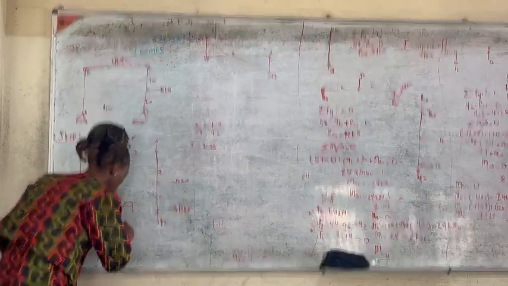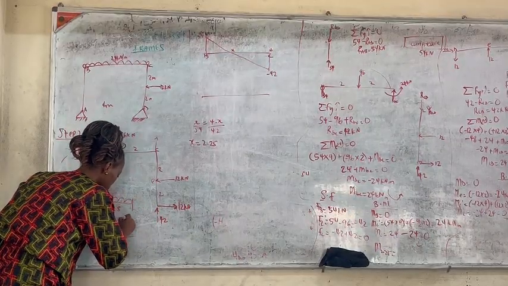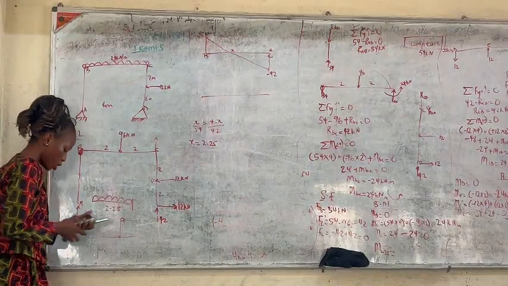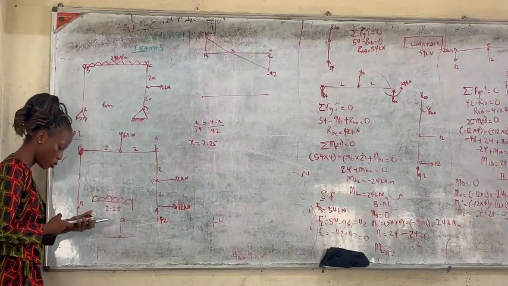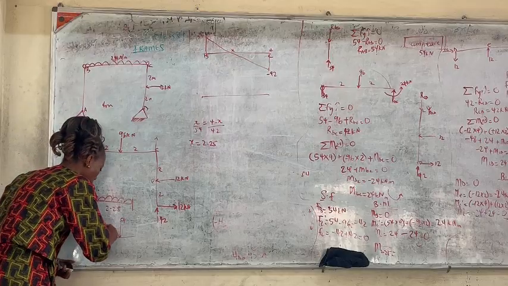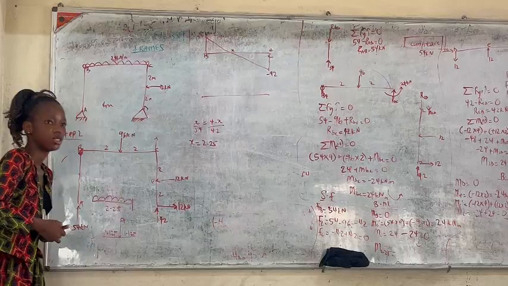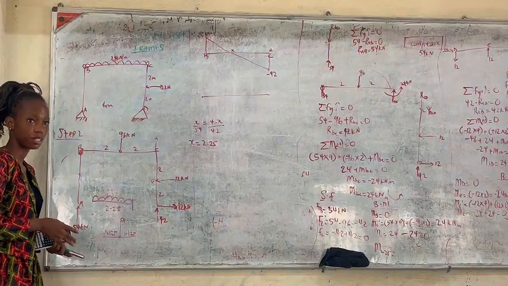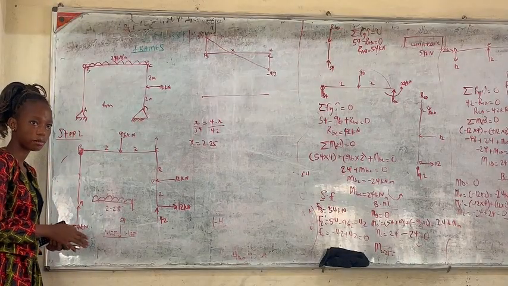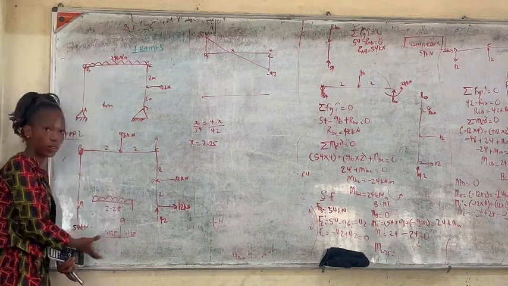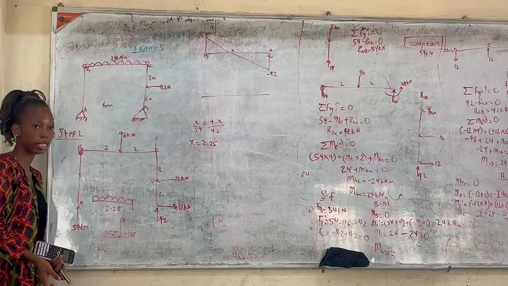That was 54. So you have 54. So 2.25 divided by 2 is 1.125. So this is what you have. Do you get what is happening here? I'm just taking that part of the UDL and converting it. Do you get it?